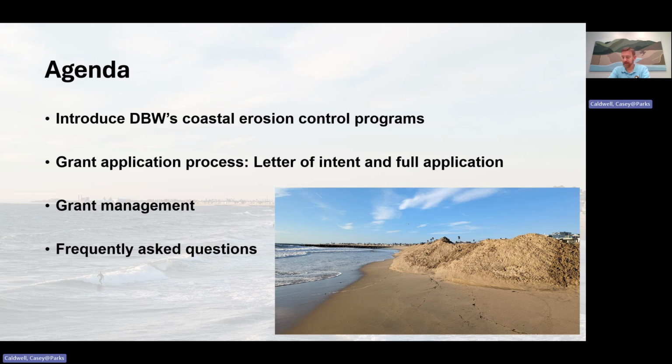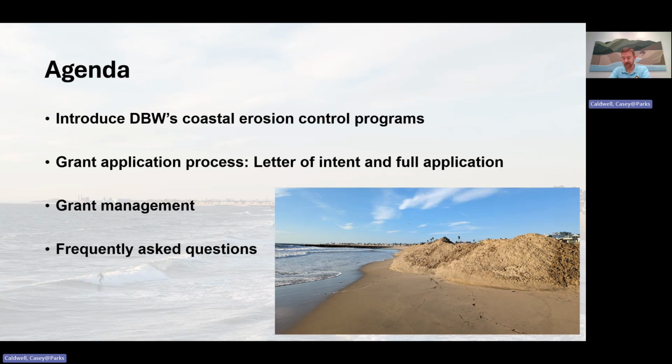First, a potential applicant agency sends basic information about a project to DBW in a letter of intent. After DBW evaluates that letter, if we find that it describes a project that qualifies for one of our programs, the next step is for the agency to submit a full application to us. I'll go over some of the specific requirements for both these phases today, but in this presentation, I'll mostly focus on the letter of intent, since that's the first step in the application process.